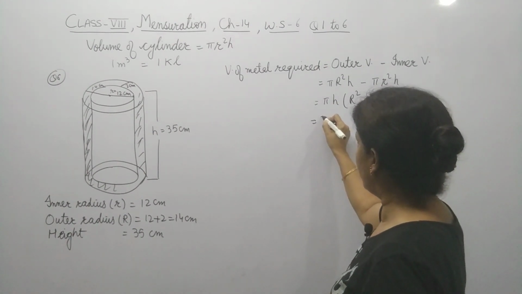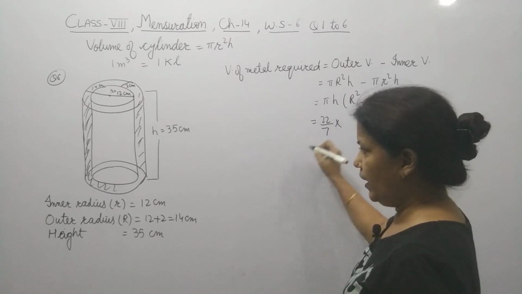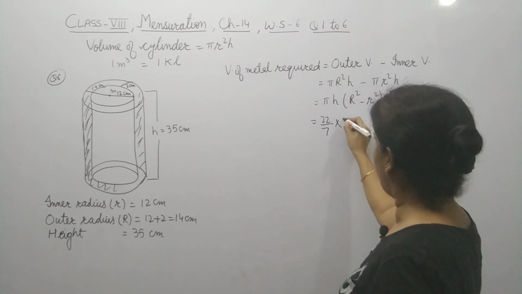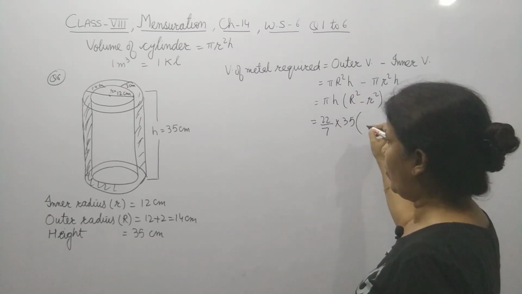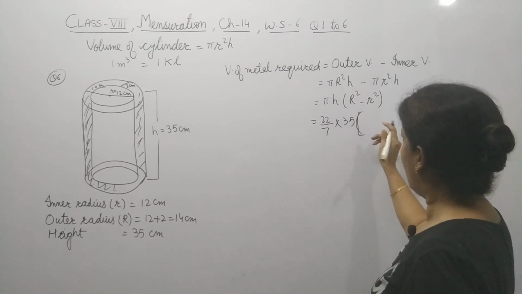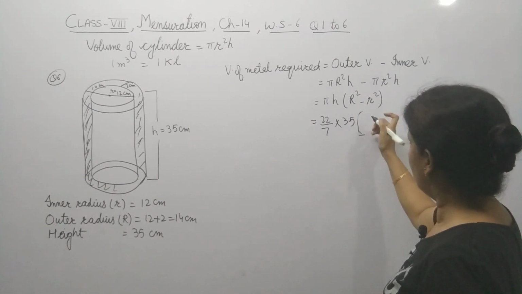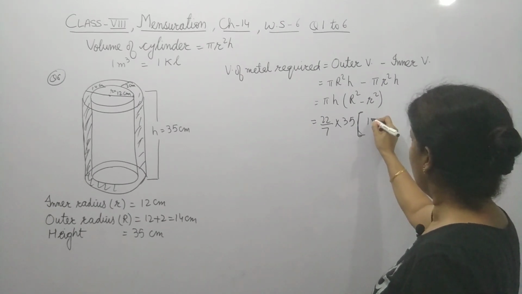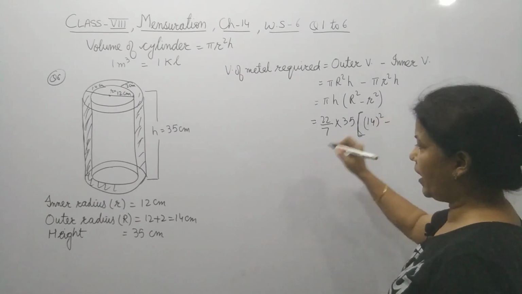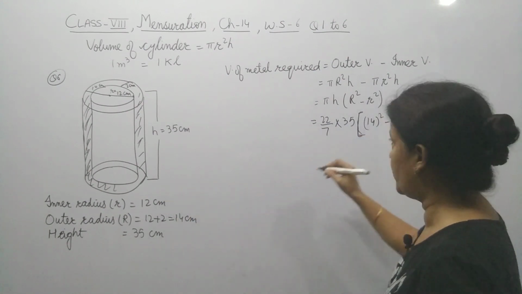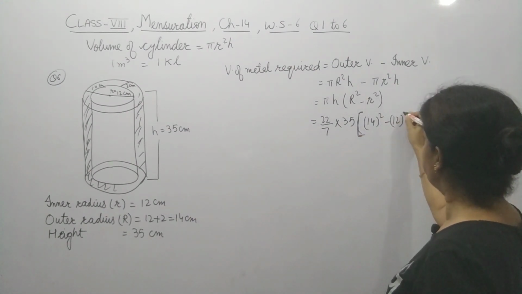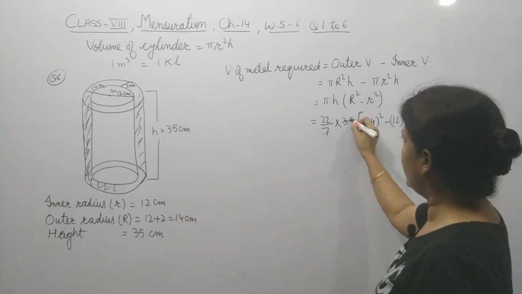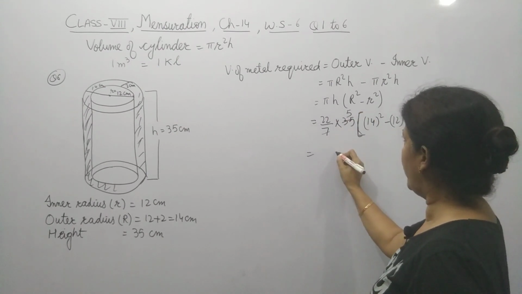Now you will put the value 22 by 7. H is given 35. Now r square. R square is capital R. So capital R is given 14. 14 square minus small r is 12, 12 square. Cancel it. So it will come as.